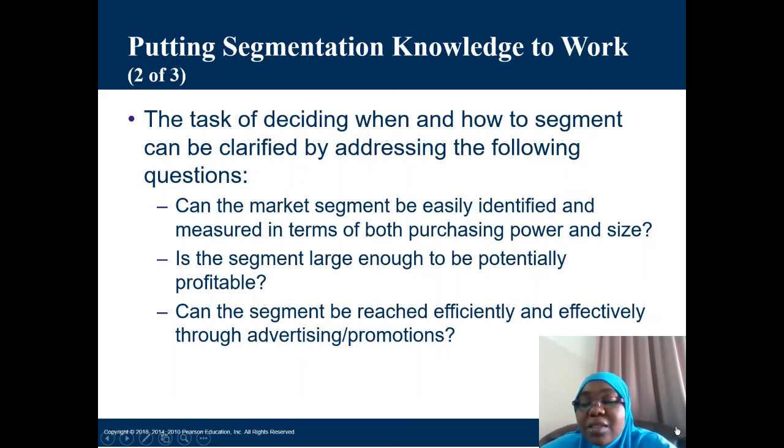There are times that when you segment a market, each homogeneous sub-market might not be potentially large enough for you to make a profit by serving them alone. So you also need to consider that as a marketer. Can the segment be reached efficiently and effectively through advertisements, promotions, and so on and so forth?